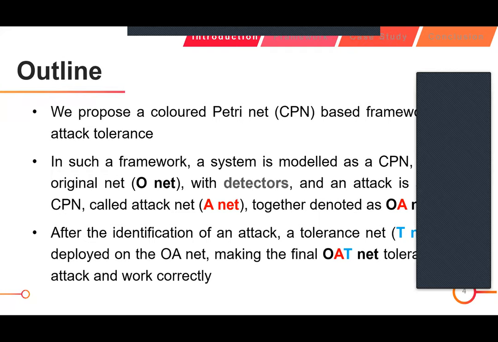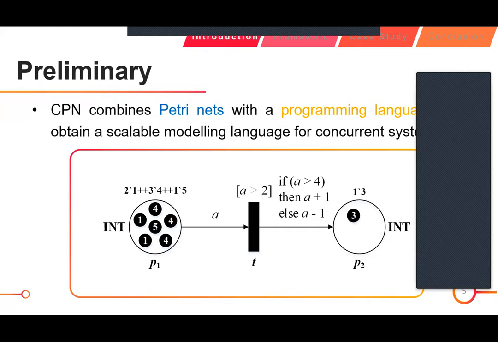The formal method used in the framework is colored Petri nets. Colored Petri nets combine Petri nets with a programming language to obtain a scalable modeling language for concurrent systems. We choose CPN to model because it has good expressivity, easy simulation, and the possibility of formal verification of properties. The figure is a CPN example. Except for the normal elements in Petri nets marked in blue, colored Petri nets assign a color to each token.